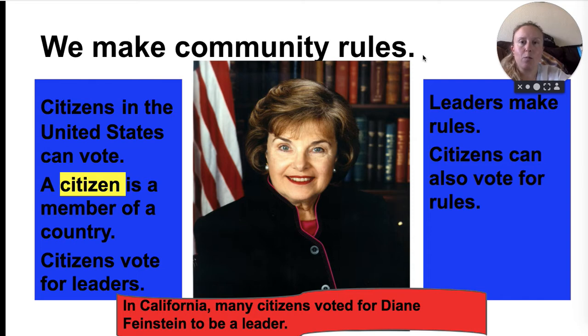Before we do that, we should learn about our larger community. We make community rules. Citizens in the United States can vote. A citizen is a member of a country. Citizens vote for leaders. In California, many citizens voted for Dianne Feinstein to be a leader. In fact, she's still a leader today. Leaders make rules. Citizens can also vote for rules. So there's two ways that rules come into place, or laws.